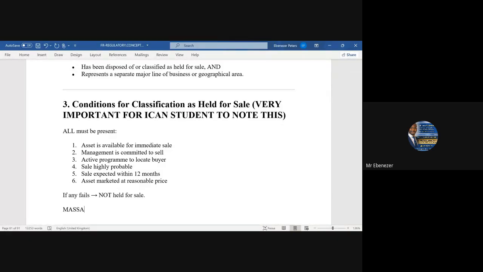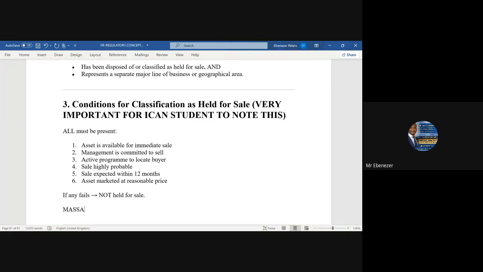The M stands for management is committed to sell. That is, they have already made up their mind, they are selling, they are not using that asset again. The A is asset is available for immediate sale. It is available now, and there must be a buyer. Active program to locate a buyer, that is, you must be all out to find the buyer. Then sale is highly probable, that is, the probability that you will sell it is more than 50%.